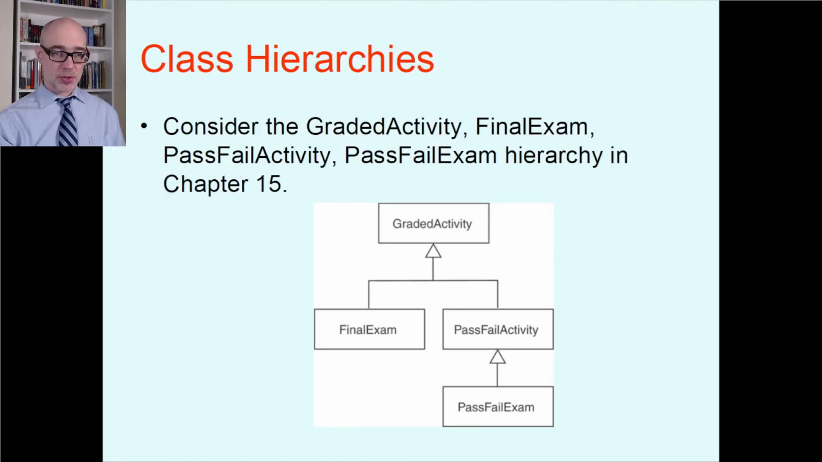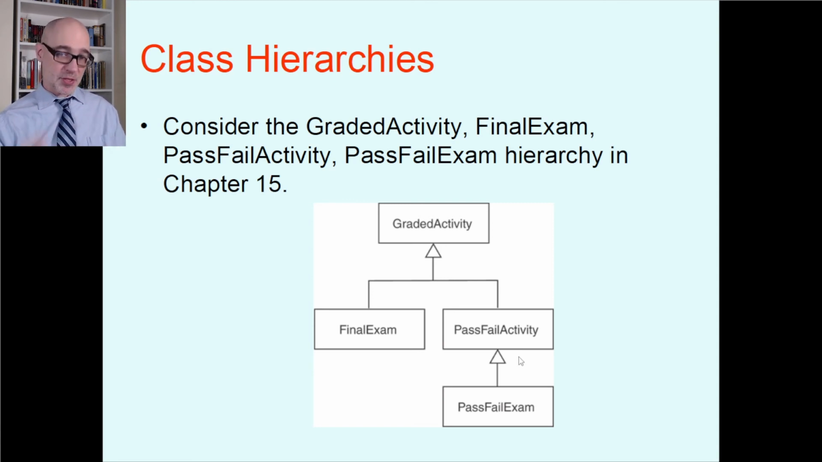But that's not the end of the story. So the book actually continues to build out this example with more child classes than we've seen so far. What we're seeing here for an illustration is what's called a UML, Unified Modeling Language, class hierarchy diagram that shows the relationships in parent and child classes. So we've seen here the graded activity, which is the parent class.